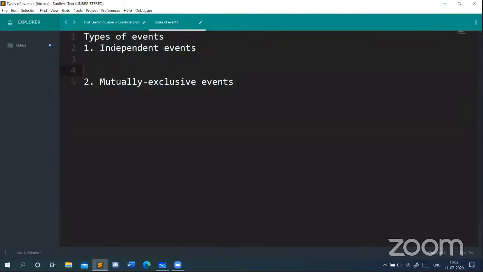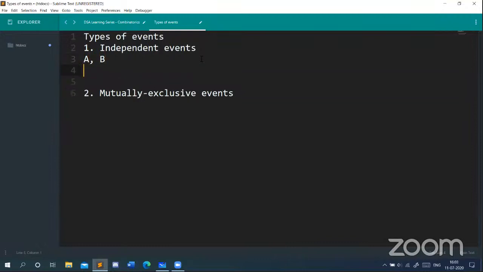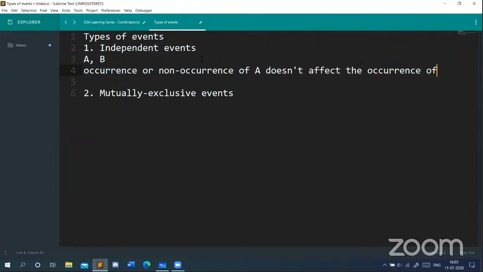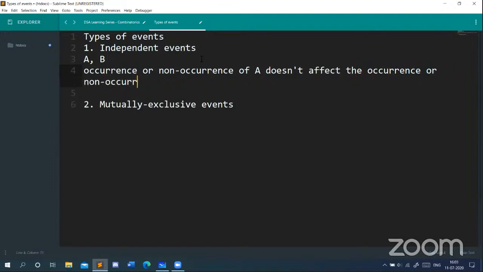So, what exactly are independent events? Let A and B be two events, right? If the occurrence or non-occurrence of A doesn't affect the occurrence or non-occurrence of B, then we call these two events independent.